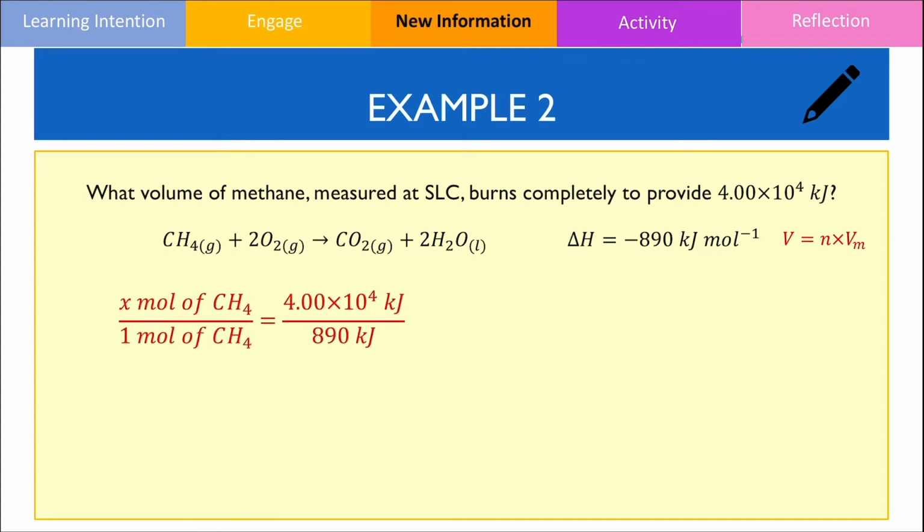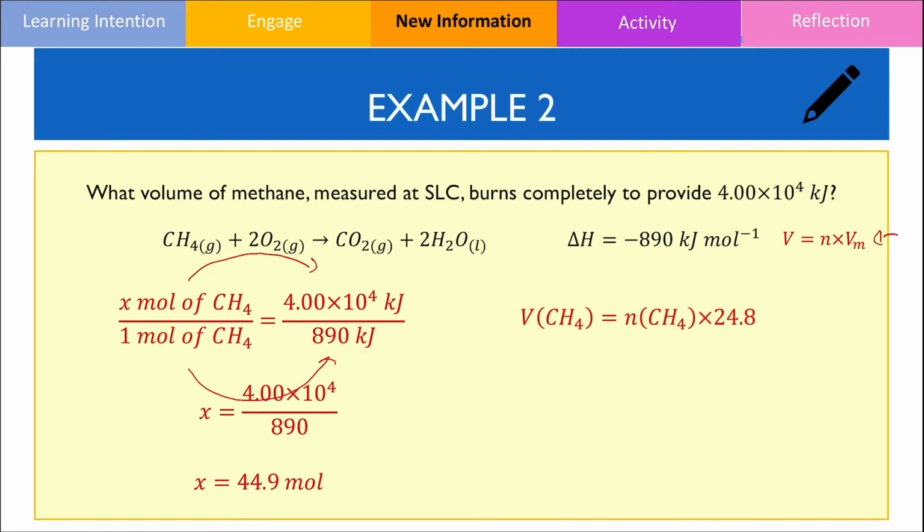This ratio pretty much says that X amount of methane produces 4 times 10 to the power of 4 kilojoules, whereas 1 mole of methane produces 890 kilojoules based on the thermochemical equation. To solve for X, we're going to divide these two numbers, and this should give us an answer of 44.9 moles. Now, we could use this formula over here where Vm equals 24.8 under standard laboratory conditions, and plugging these numbers into the calculator will give us an answer equal to 1.11 times 10 to the power of 3 liters. It's your turn to have a crack.